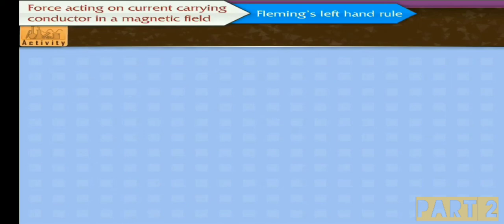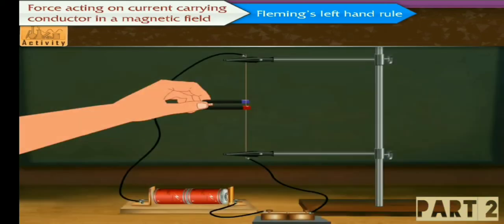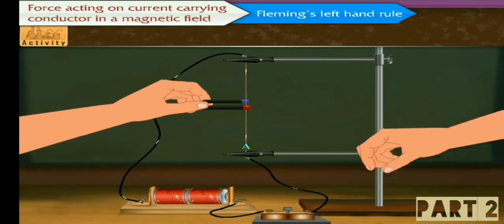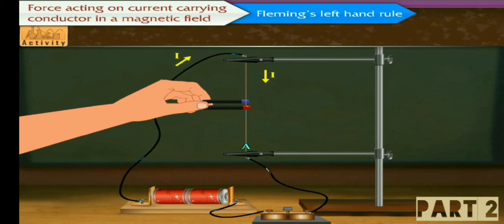Activity. Consider the same setup shown in the earlier activity. Let us now determine the direction of force on the wire using Fleming's left-hand rule. Here, we are using a vertical current-carrying conductor placed in a magnetic field. The direction of the magnetic field is from north to south. The direction of the current is vertically downwards. We can see the conductor getting deflected towards the position C.